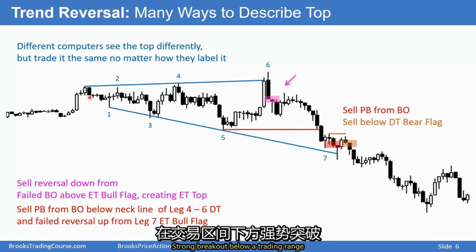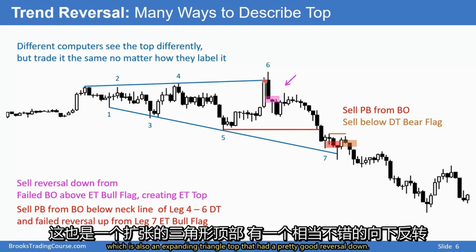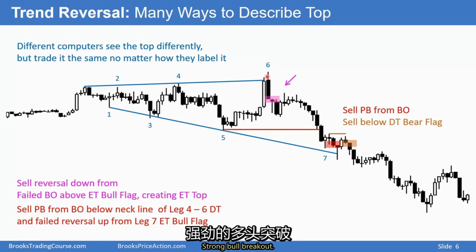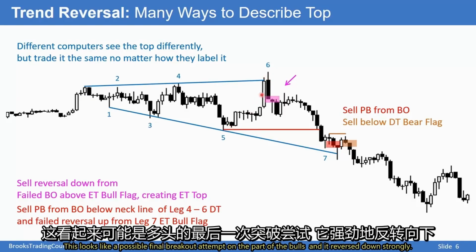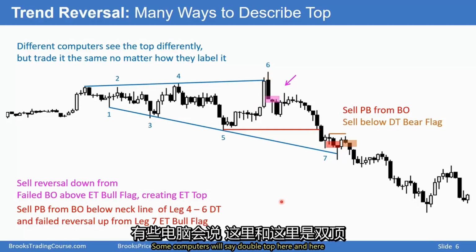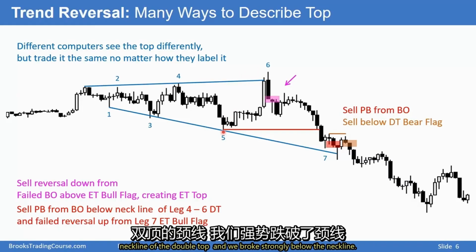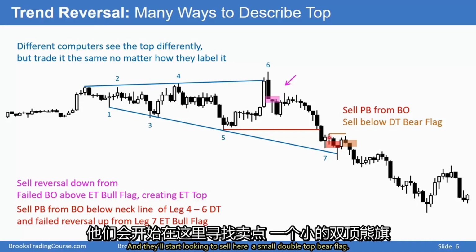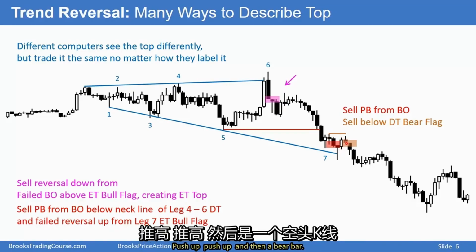Strong breakout below a trading range, which is also an expanding triangle top that had a pretty good reversal down. Strong bull breakout. This looks like a possible final breakout attempt on the part of the bulls, and it reversed down strongly. Some computers will say double top here and here, neckline of the double top, and we broke strongly below the neckline. And they'll start looking to sell. Here, a small double top bear flag. Push up, and then a bear bar.